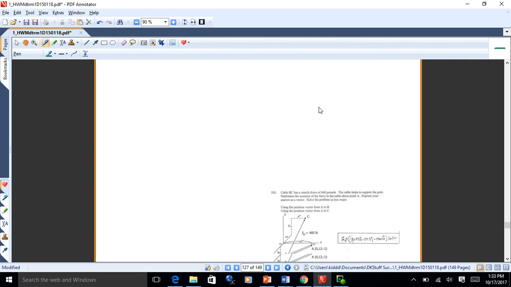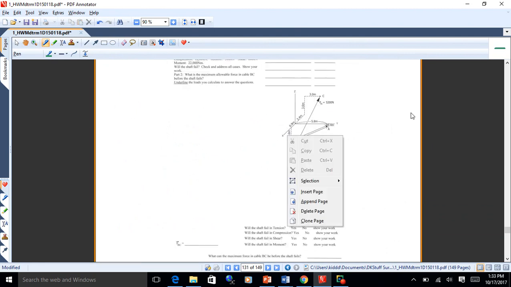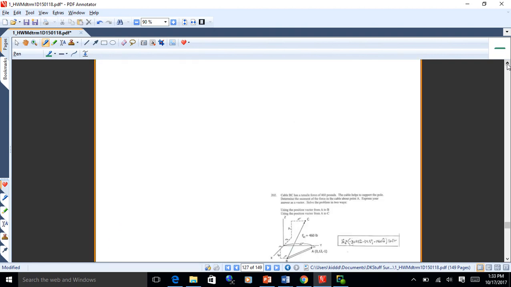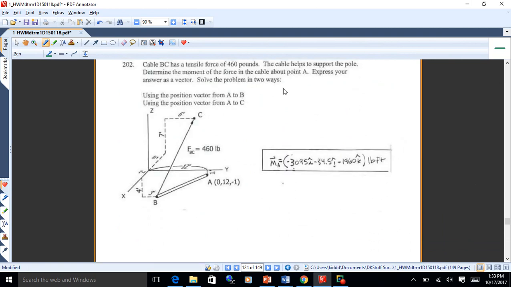Okay, now 202. For 202, what we want to do is first get the force vector.